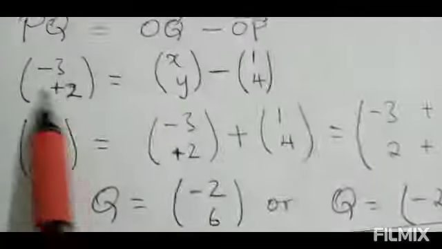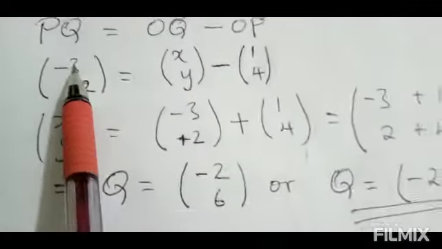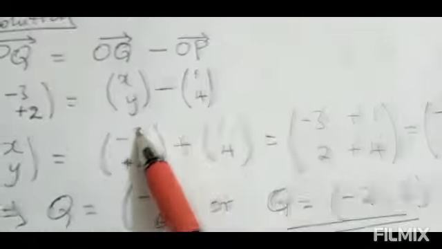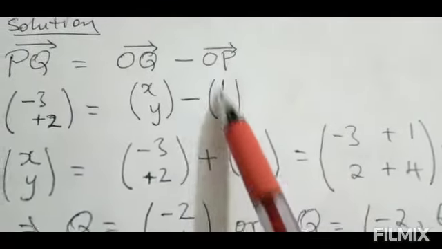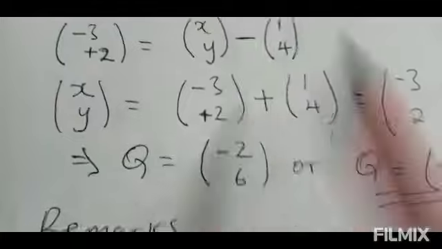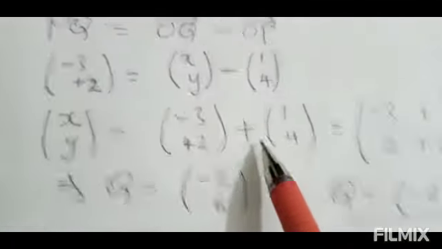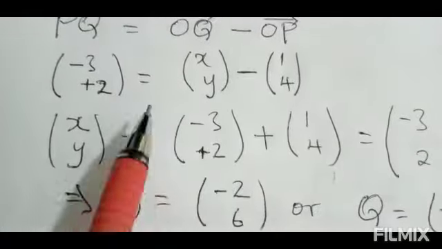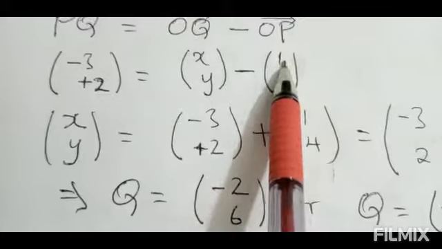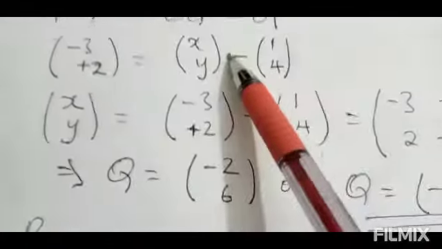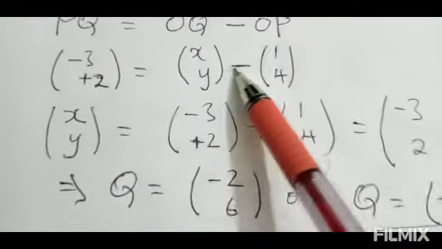So here we have the vector itself, minus 3, 2, then we have x and y here, minus the point P, 1 and 4. So the next step, I'm going to collect the like terms, which are the numerical terms. I'm going to bring this to this side. When it crosses the equal sign, it is going to become positive, okay.